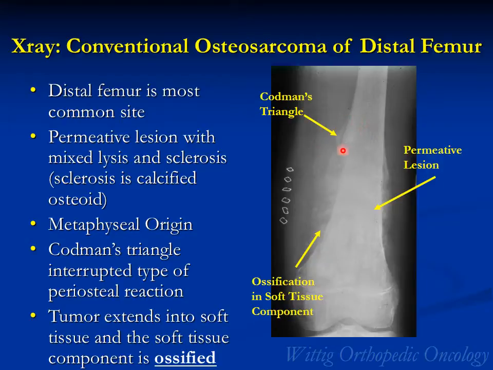There are Codman's triangles, which are very worrisome. The periosteum here has gotten lifted at the periphery, directly overlying the soft tissue mass. It's been destroyed, but at the periphery it's been lifted and it's had an opportunity to react, and it forms a Codman's triangle on both sides here. So this is classic for a distal femur osteosarcoma. This is a patient with an open growth plate who's skeletally immature.